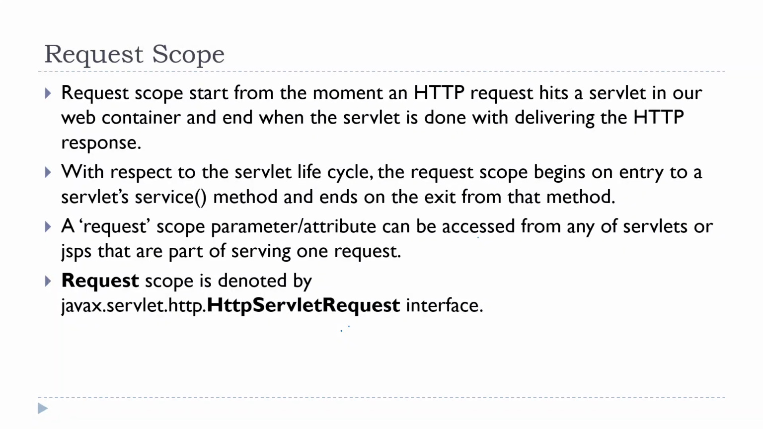So this is the request scope and it is the narrowest of all three scopes. The request scope is denoted by an object of type HttpServletRequest. We have already used this as an argument to the doGet and doPost methods.